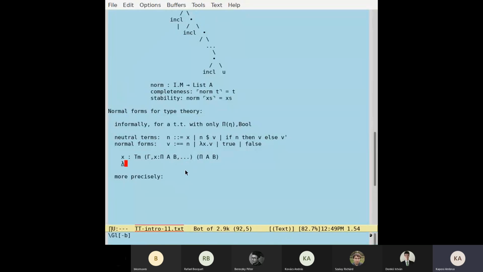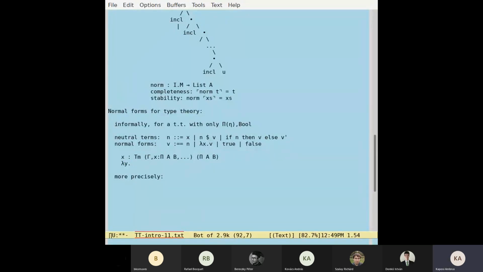So I can just say lambda y dot x applied to y. This is kind of the eta expansion of the same function, and these as terms are equal, but as normal forms, they have two different representations here, right?